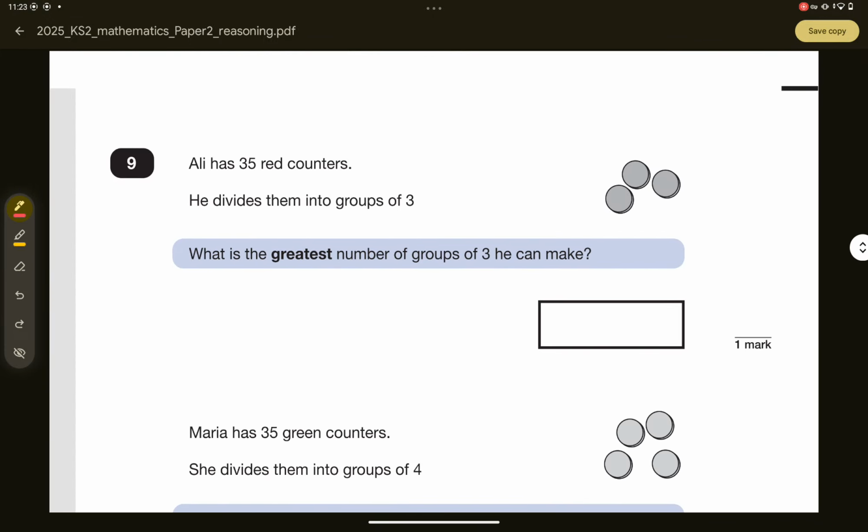Question 9. Ali has 35 red counters. He divides them into groups of 3. What is the greatest number of groups of 3 he can make? So you can use bus stop method, which is 35 divided by 3. And then 3 goes into 3 one time. So 1, and then there's 0 remaining, so we don't need to carry it to the 5. The 5 goes into 3 one time. So with a remainder of 2, so that would be 11, remainder 2.